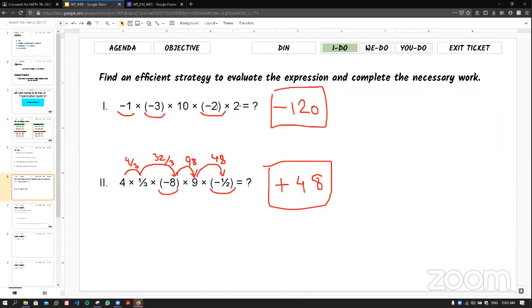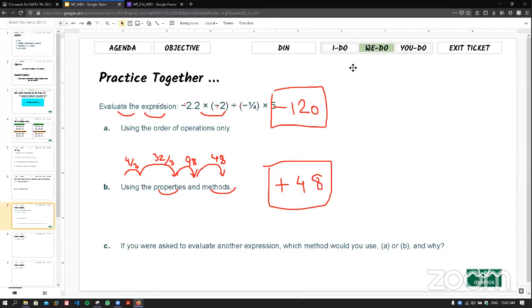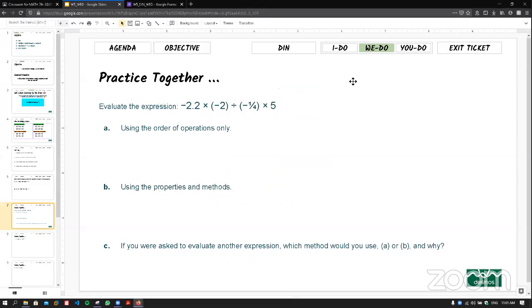Let's move on. It's a redo part now. Let's try these questions together. I want you to use your calculator and participate in this, because it's important that you understand this well. For the first one, it says evaluate the expression using the order of operations only. If you remember, what is the order of operations? What action do you need to do first? Multiplication or division? Because these are mixed up. What do you think?